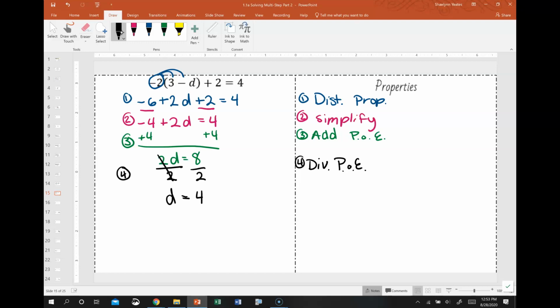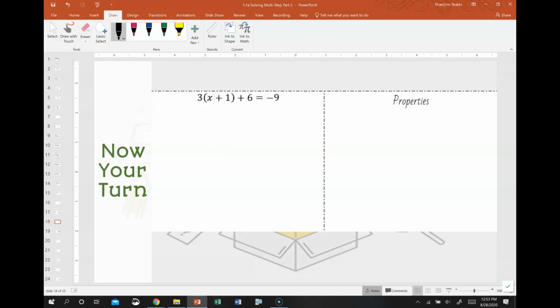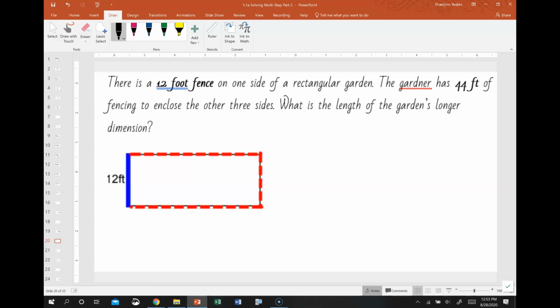All right, so now I want you to go ahead and try that a couple times. So try that one here. You've got this. It's fractions. That's okay. There's a simple way to get rid of the fractions. Just multiply both sides by 5. And then here, I want you to go ahead and try this one. This one has some distribution going on. And then we'll come back together on this problem.